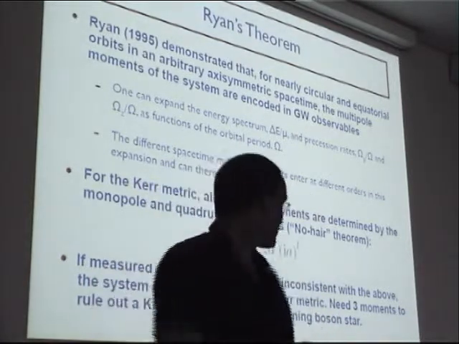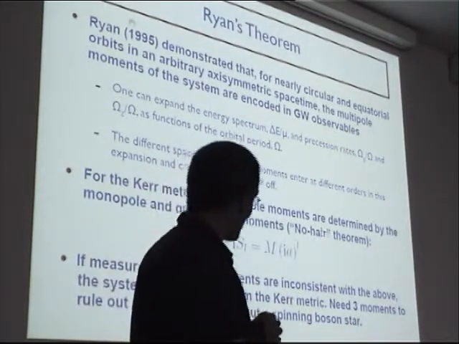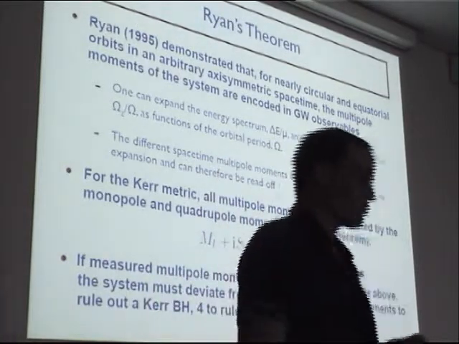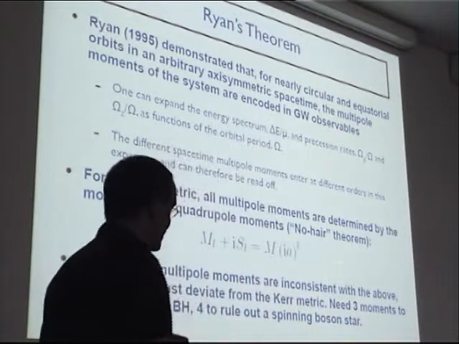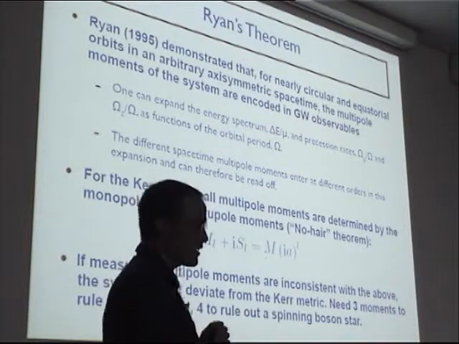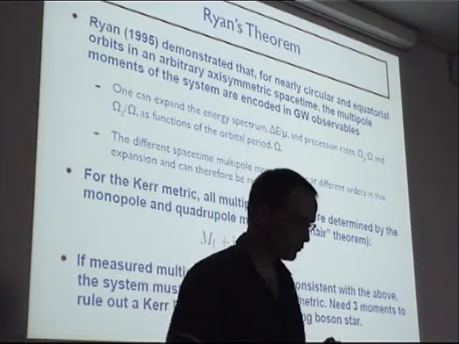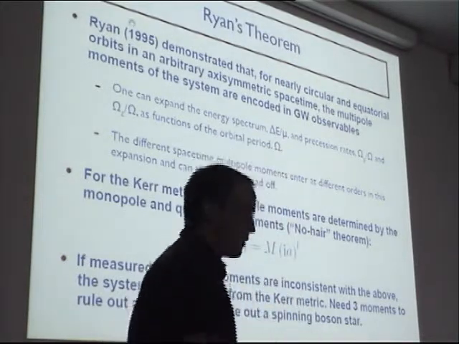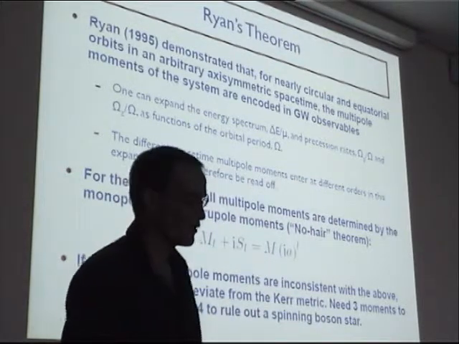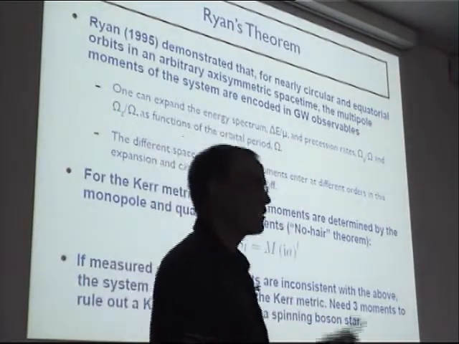So this idea led to testing the no-hair theorem, because as I mentioned earlier, for the Kerr metric, all multipole moments are determined by the monopole and quadrupole moments. That's the no-hair theorem. Specifically, M_l, the mass multipolar moments, plus i S_l, the current multipolar moments, are given by M times (i a) to the l. So if you measure the multipolar moments, we can test to see if they're consistent with this hypothesis. If the measured multipolar moments are not, then we know we have something that deviates from the Kerr metric.